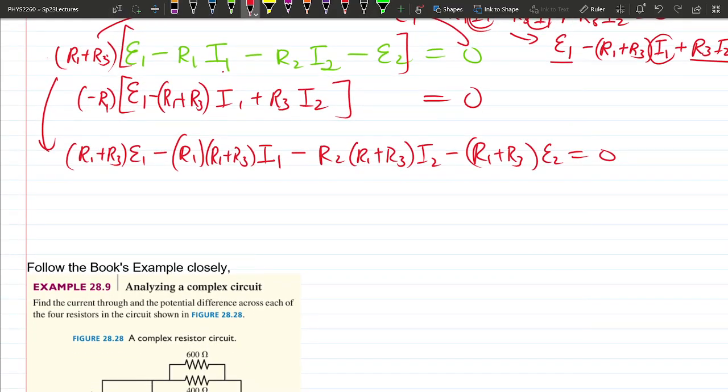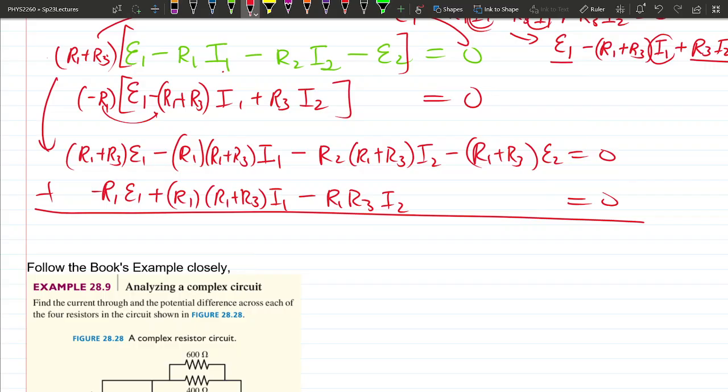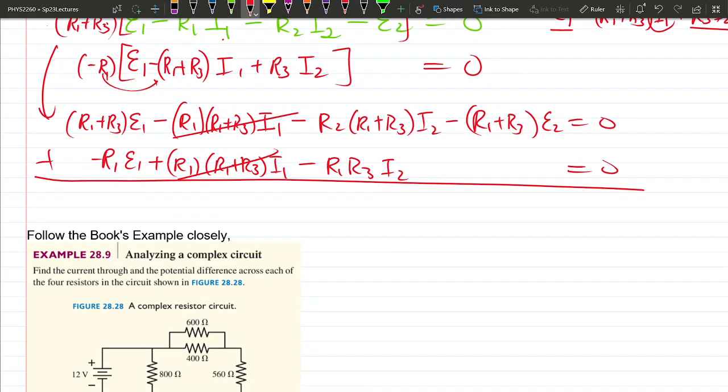The second equation here is negative I1 R1 plus EMF1. If I multiply this through, negative times a negative is positive, so we get R1 plus R3, all multiplied by I1. And then the next one is R1 R3 I2, and all of this is 0. Now hopefully you can see why I picked that particular factor to multiply by. If I add these two equations together, these two terms subtract each other out to 0 exactly. These two terms also cancel out, so we have R3 EMF1.